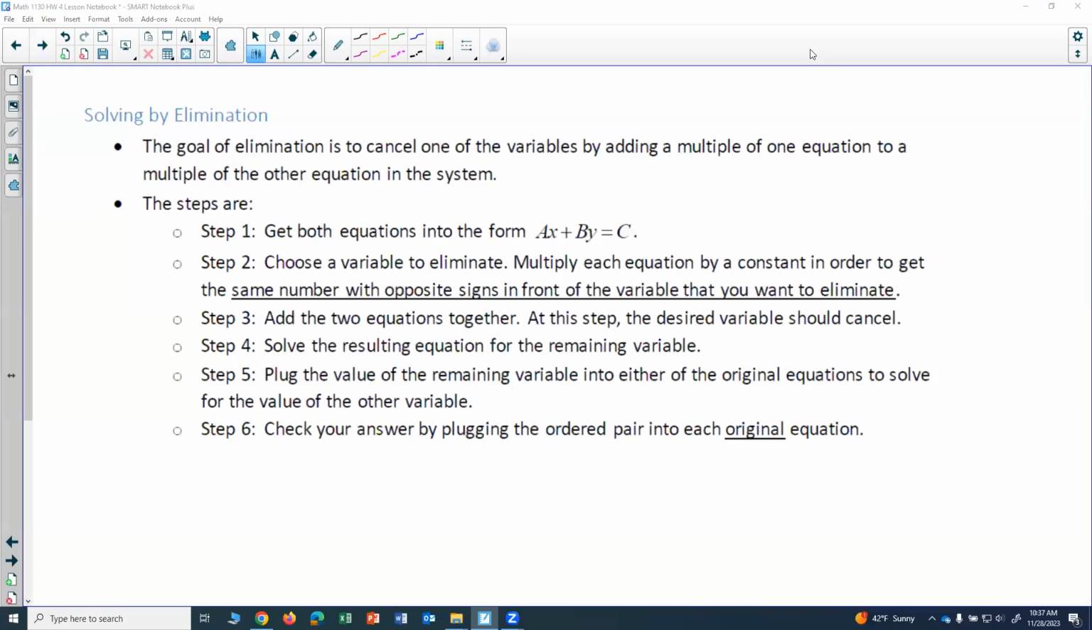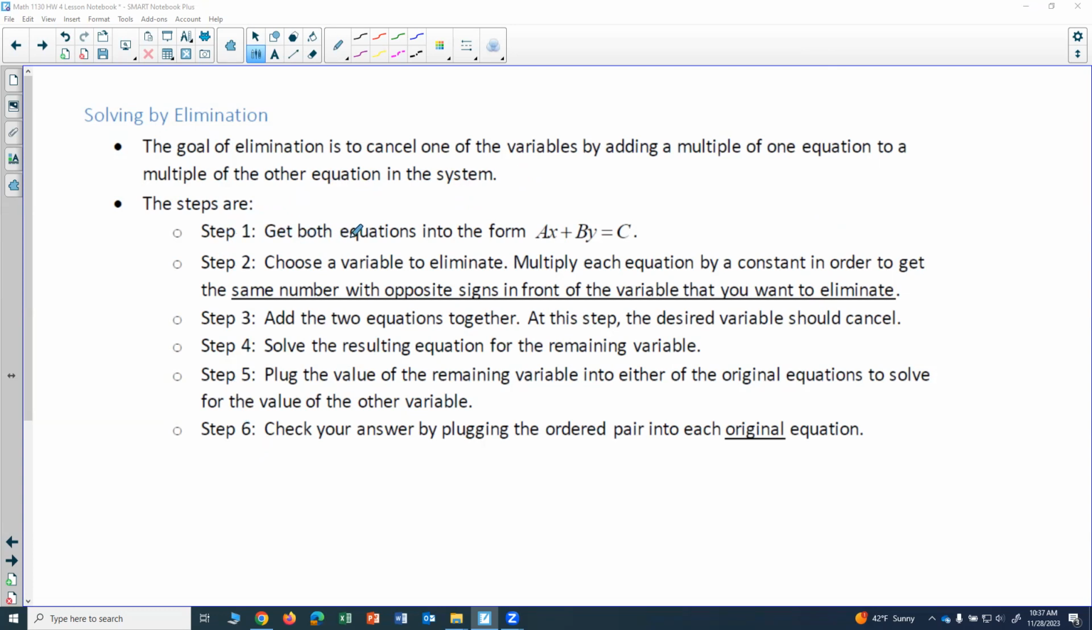This video is about solving a system of two linear equations by elimination. The goal of elimination is to cancel one of the variables by adding a multiple of one equation to a multiple of the other equation in the system. I've outlined the steps here.